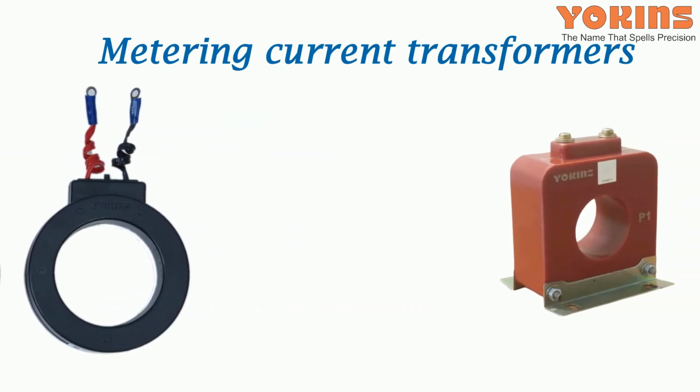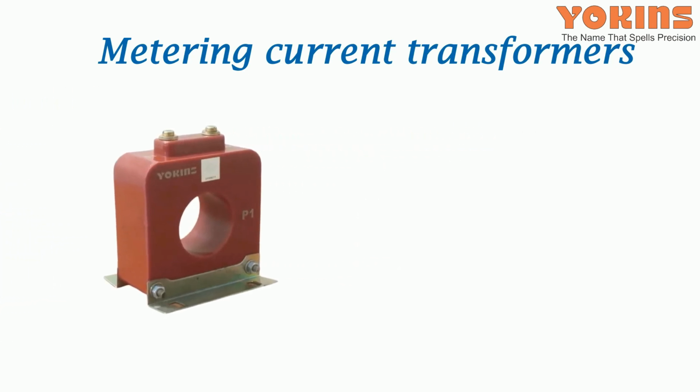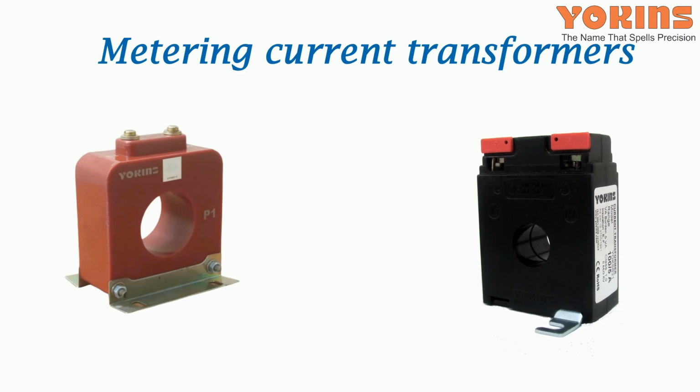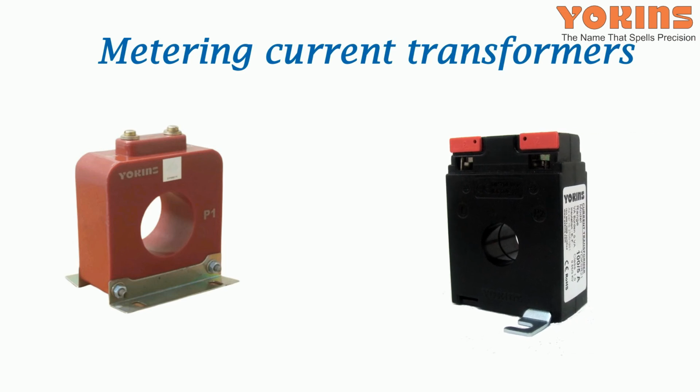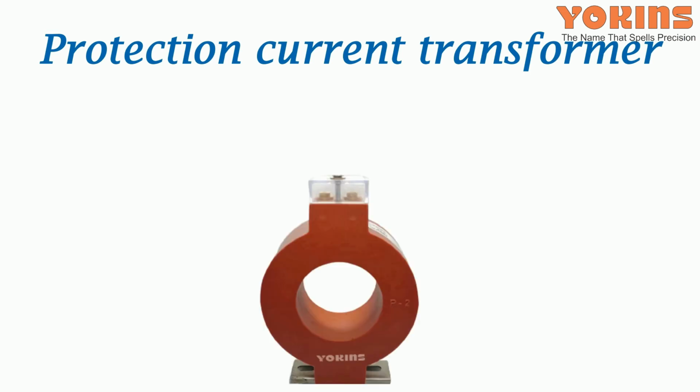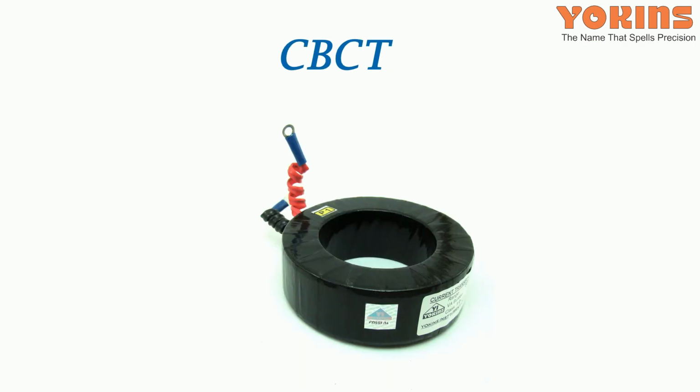It is the most common type of CT. It is used along with measuring devices like analog and digital ammeter, energy meter, power factor meter, etc. for the magnitude of current, energy, and power. Protection current transformer. The protective current transformer is used along with protection equipment including trip coils, relays, etc. CBCT. The core balance current transformer allows the direct measure of residual currents, that is, earth leakage current, and it is specifically designed to be used with earth leakage relays.